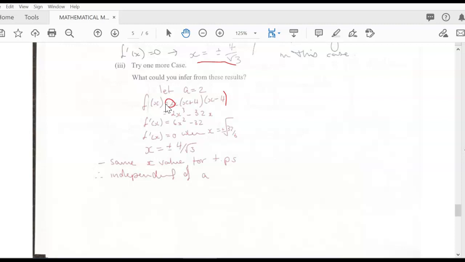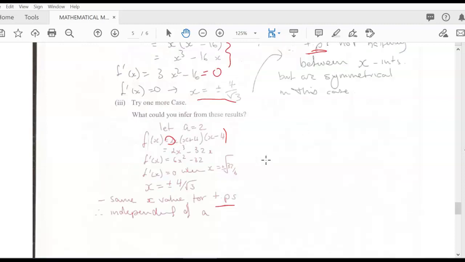What am I talking about? The x value for the turning points. So what we had before, yeah.